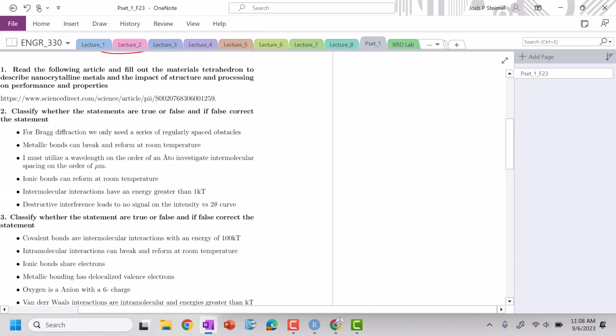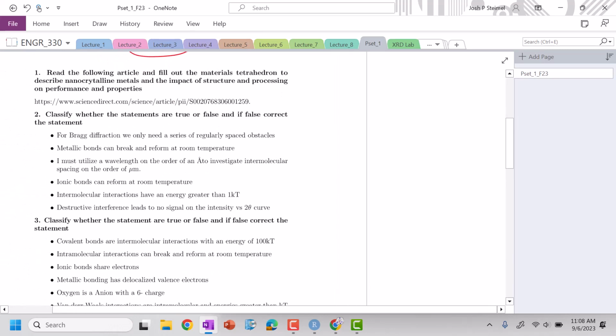So that's number one. Let's get into these. All right, it's true or false, correct if it's false. For Bragg diffraction, we only need a series of regularly spaced obstacles. Nope. What else do we need? We need a lambda that's on the order of the distance between our obstacles. We need also perfect constructive interference. So those are kind of our three conditions.